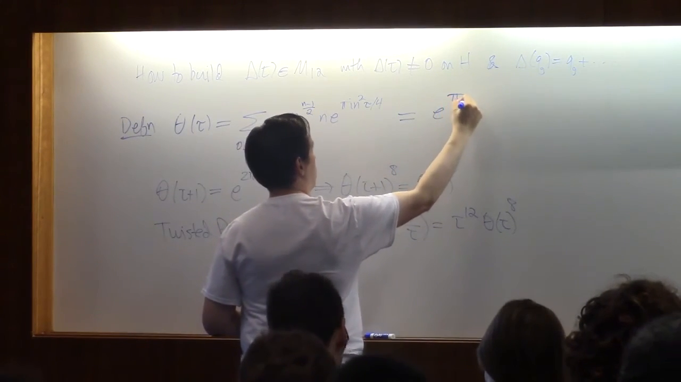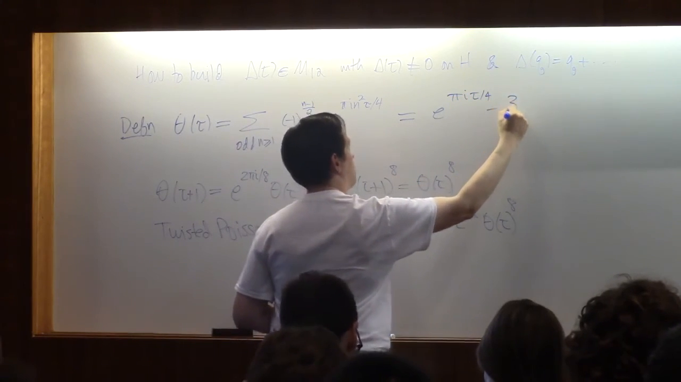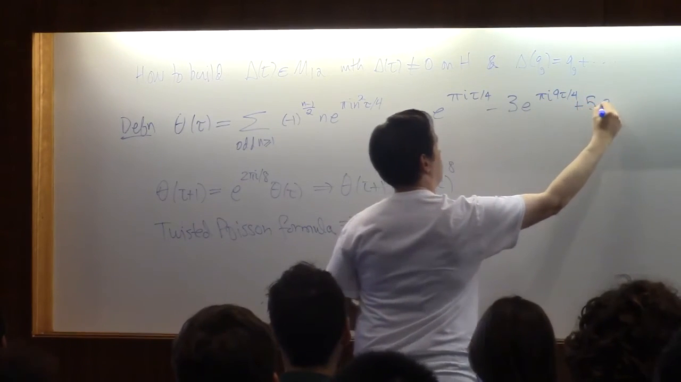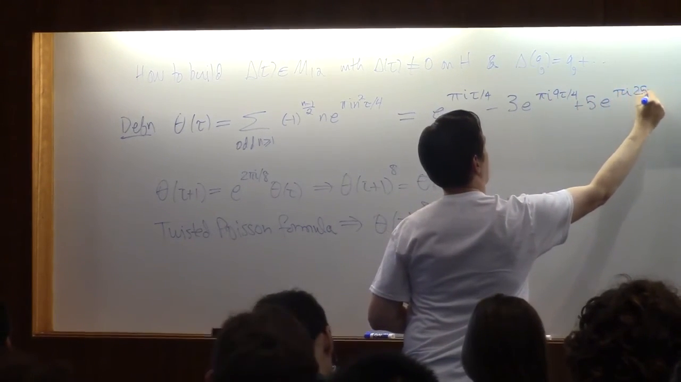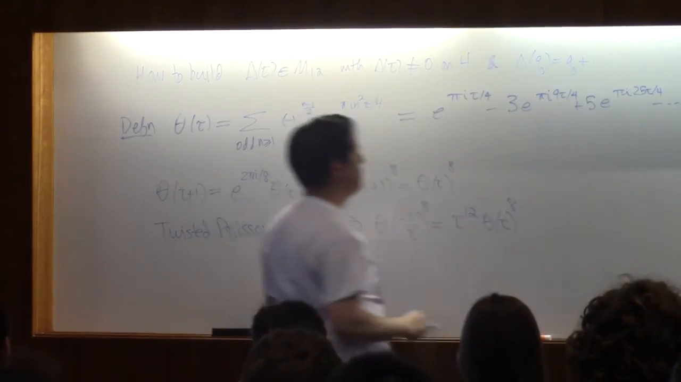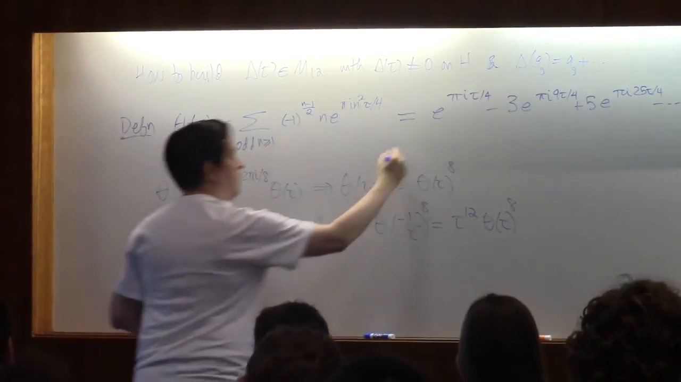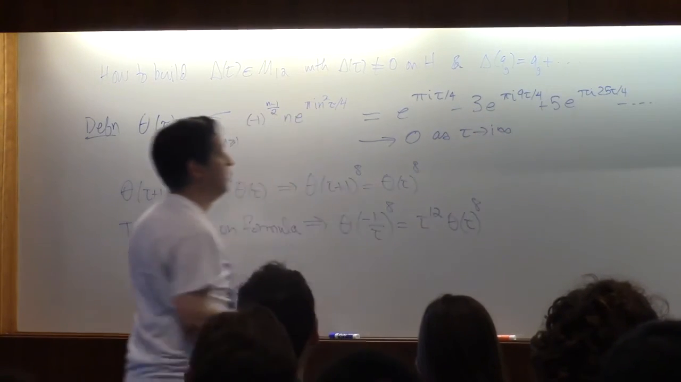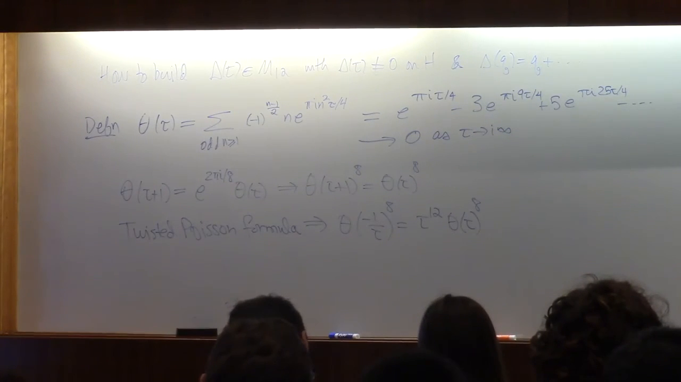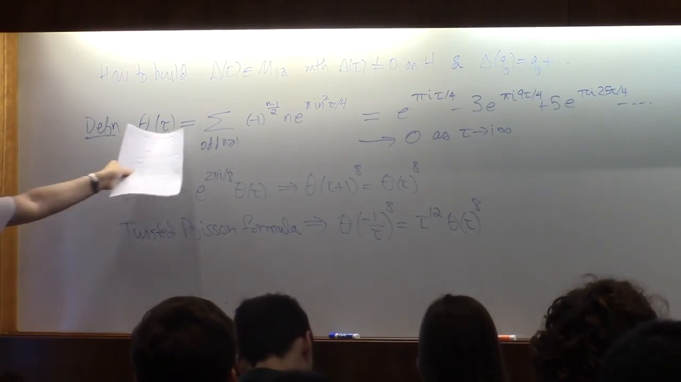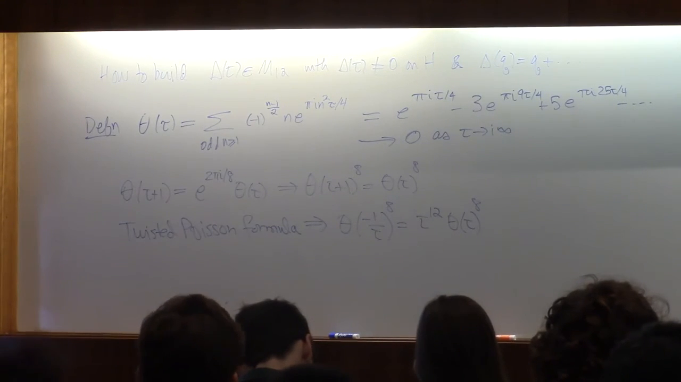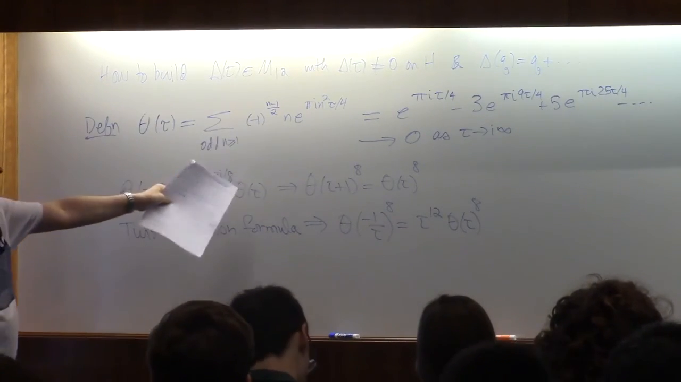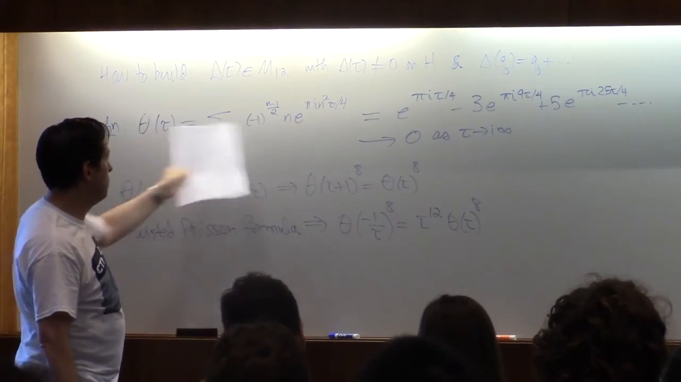It starts off with e to the pi i tau over 4. Then it's minus 3 e to the pi i 9 tau over 4. Plus 5 e to the pi i 25 tau over 4. And so on. See, it starts off, there's no constant term. This thing goes to 0 as tau goes off to infinity. It doesn't start with a constant. The n equals 0 term's not there. It's something odd again. And so it's holomorphic, converges, is holomorphic, and has these two properties, and goes to 0.